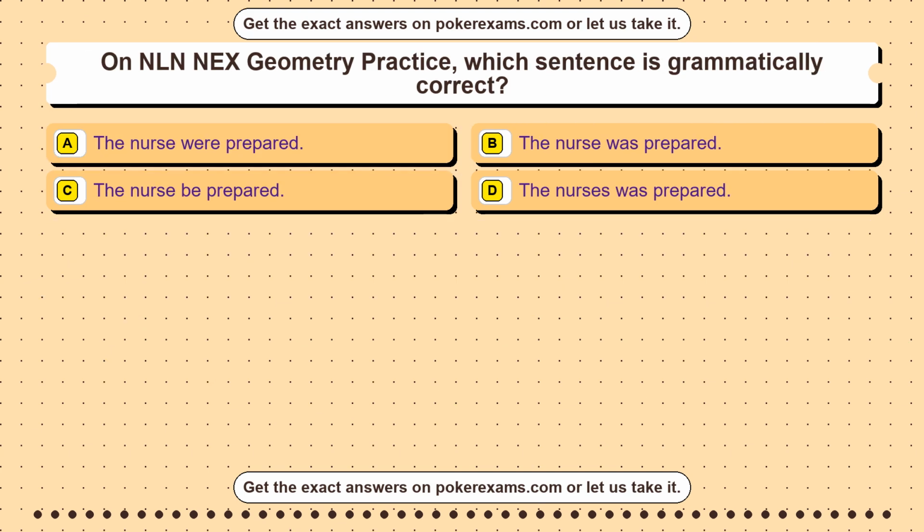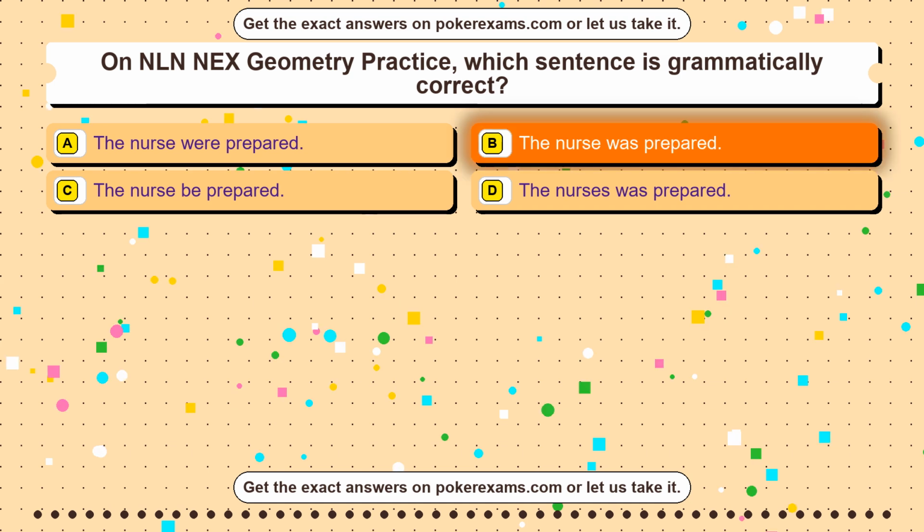Question 34. On Get Geography Practice, which word best describes a claim supported by evidence? Option A, fragment. Option B, decimal. Option C, variable. Option D, argument. The correct answer is option B.